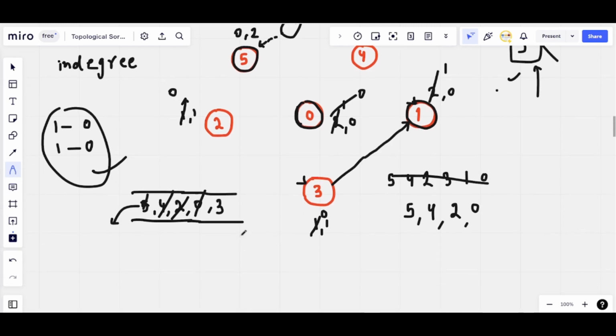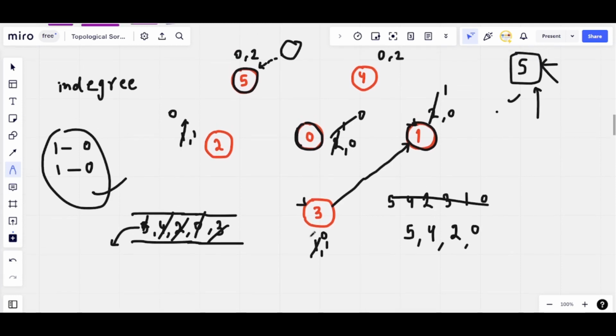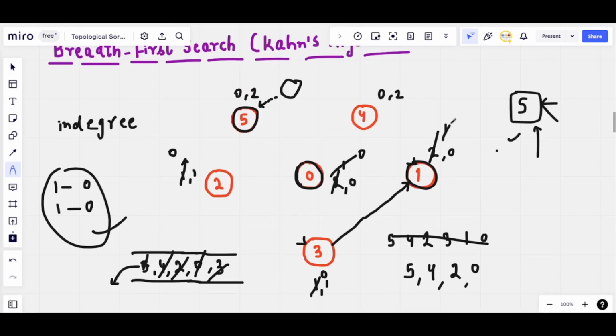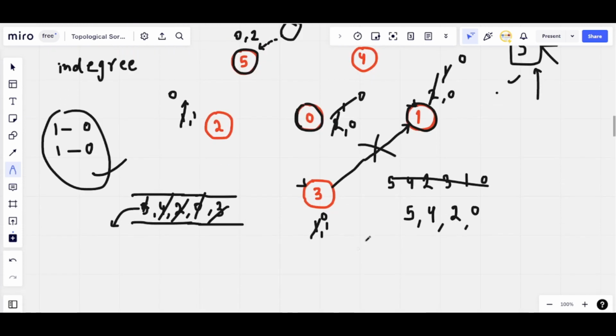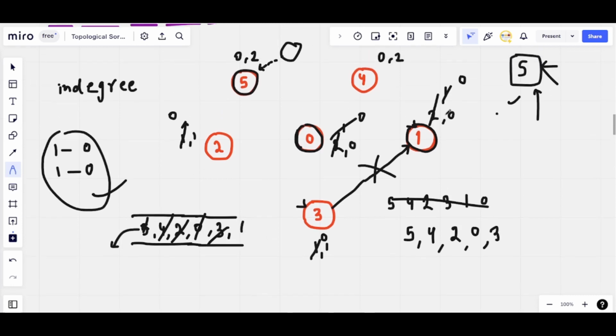Now we'll process node number 3. We move to node number 1, which is the adjacent node of node number 3. This node has in degree 1. It will become 0 after I remove this edge. I push node number 3 into the answer array, and I push node number 1 into the queue because its in degree has become 0. So this edge is again removed.